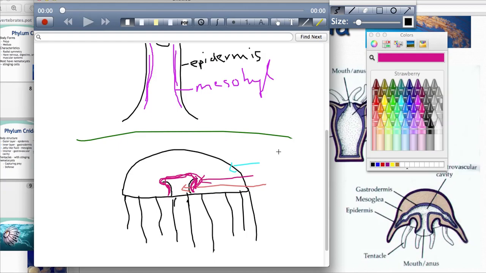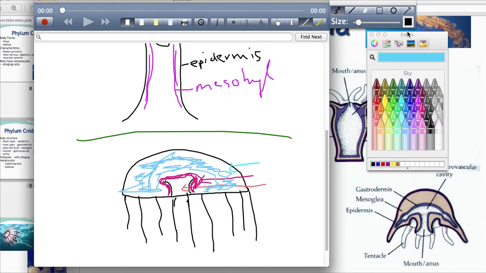Now, separating the epidermis and the gastrodermis is a big layer of jelly-like substance called the mesoglea, which I accidentally wrote as mesohyl up here earlier, but this is the mesoglea. When you see a jellyfish, this little jelly-like substance is the mesoglea. That's what makes a jellyfish stay afloat and look jelly.